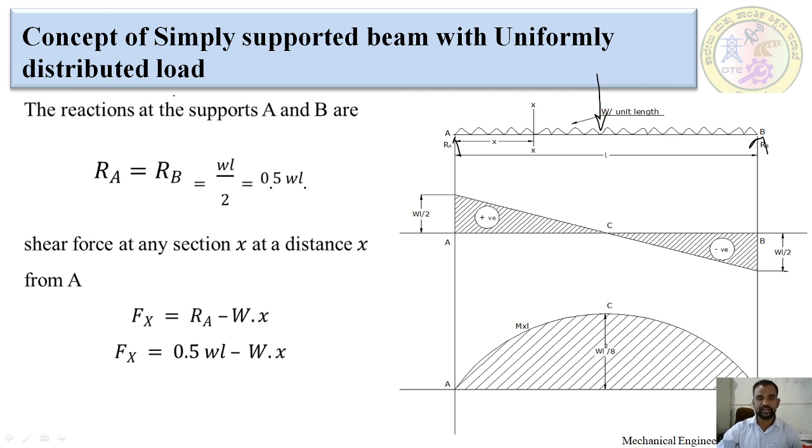After that, how do we find the reactions? Firstly, in the cantilever calculation, we converted the UDL into a point load. We have converted this into a point load.